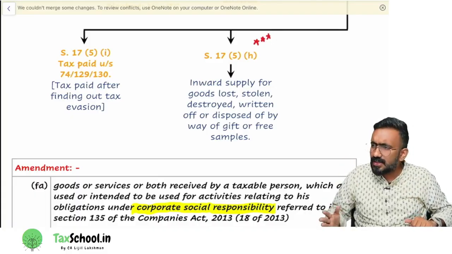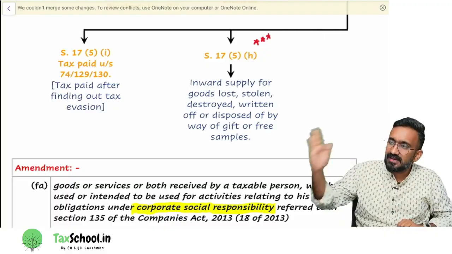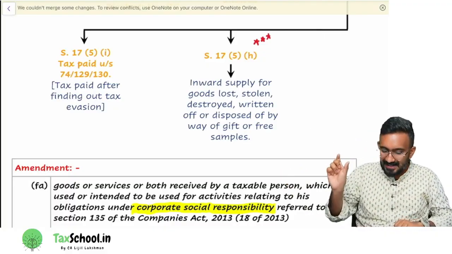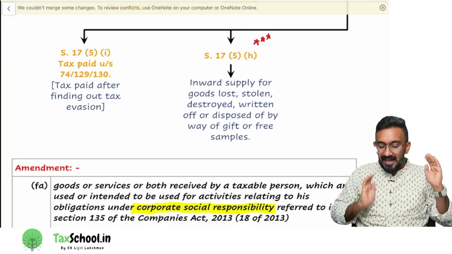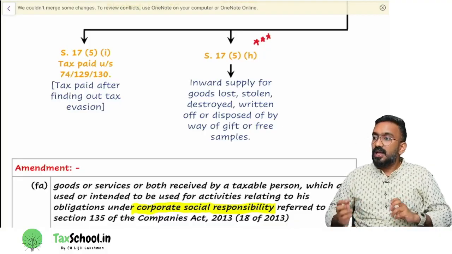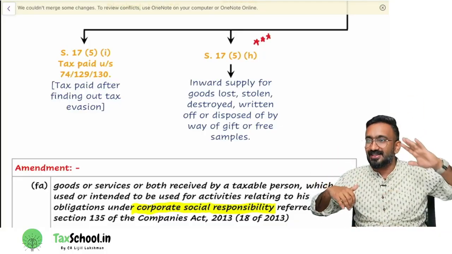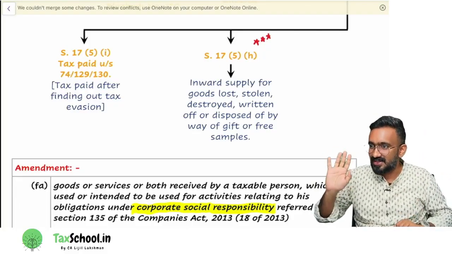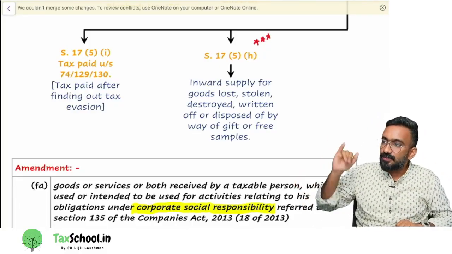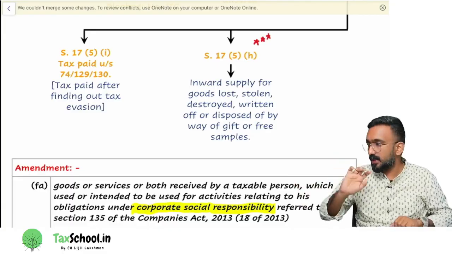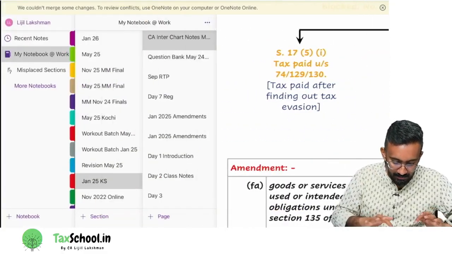74, 129, 130 are all there for you to study only at final level, not at inter level. But please understand it as I have given in brackets: tax paid after finding out tax evasion. After finding out tax evasion, you paid the taxes. You cannot call your customer and say, hey, you now take the credit. That is not allowed. That is the understanding of it. So if you paid a tax under 74, 129, 130, it is not available as credit. These are the blocked credit concepts.